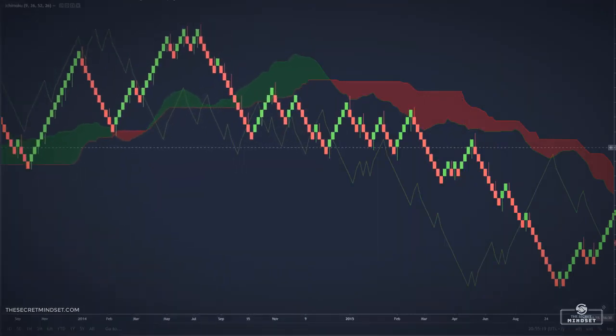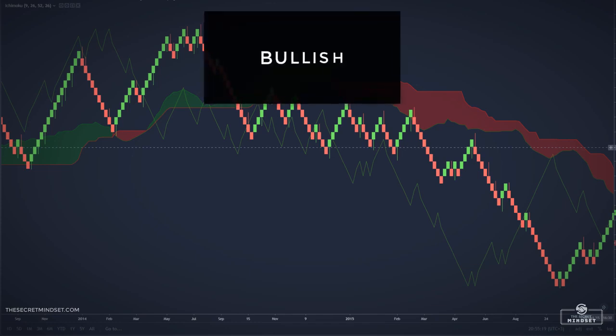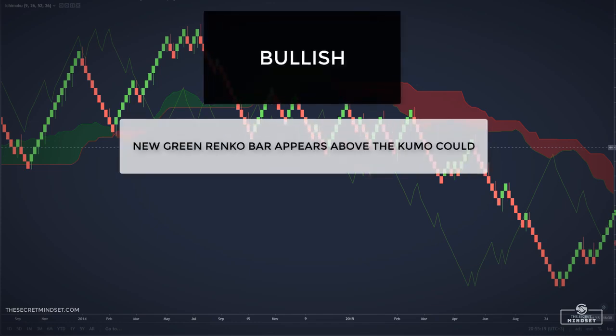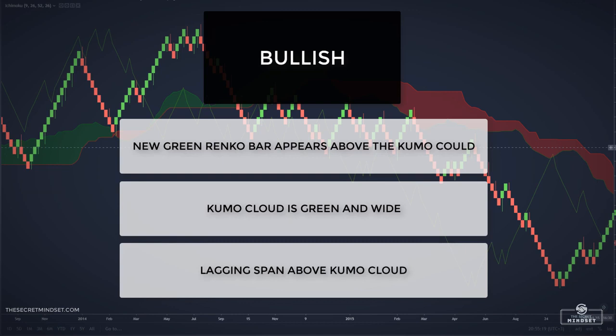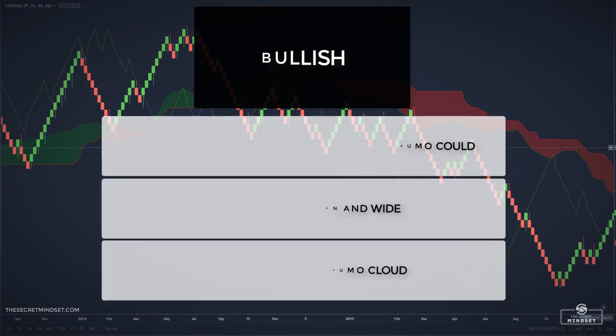The most reliable opportunities appear when three conditions are met simultaneously. For buy entries, a new green Renko bar appears above the Kumo cloud. The Kumo cloud is green and wide, and the lagging span is above the Kumo cloud.